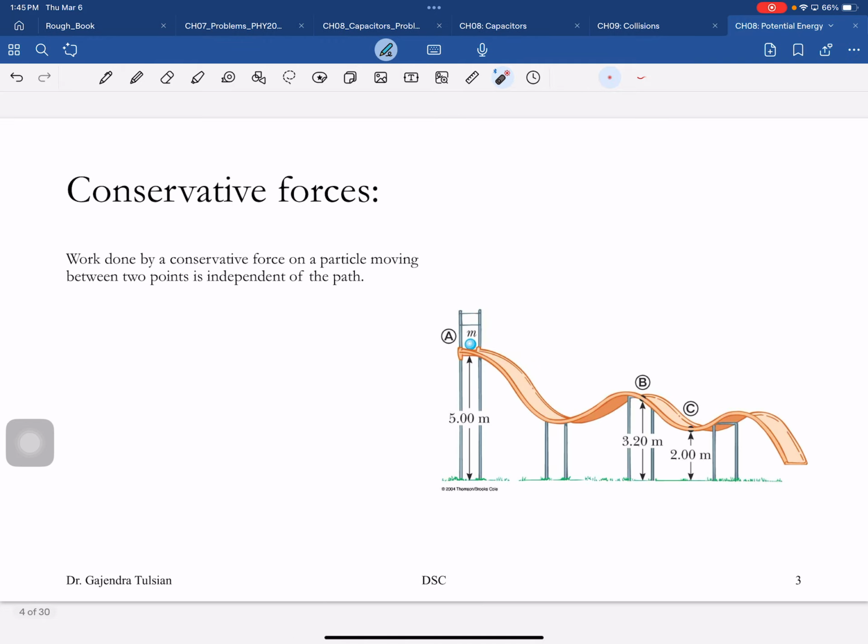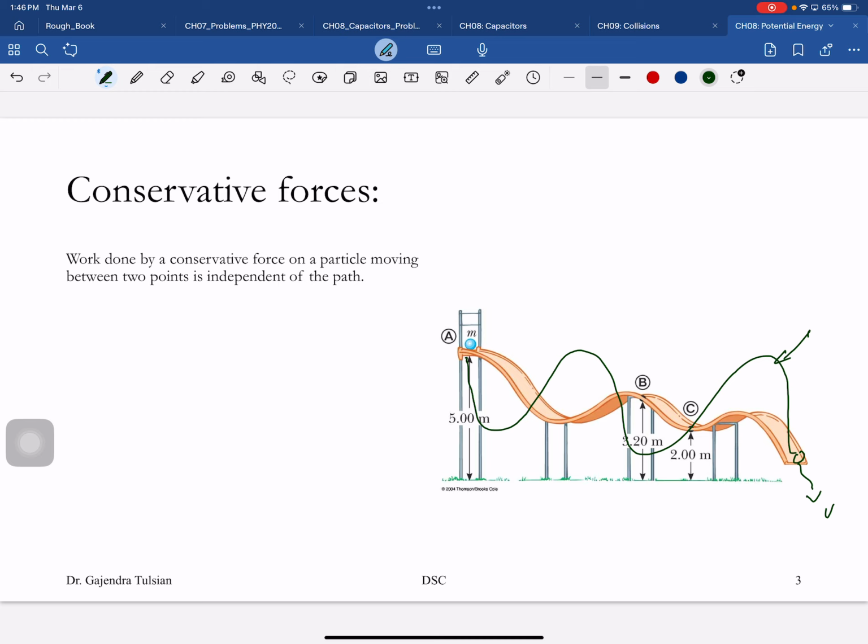So what does that mean? Like I said, the work is path independent. Let's say this was a frictionless slide, and you start from here and you come out here. If the slide were frictionless, the speed at which you come out would be independent of the shape of the slide. That's what that would mean. So then you would decide how to design your slide depending on what is the most exciting shape.